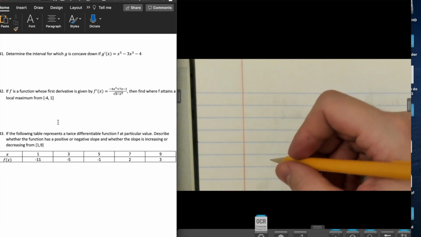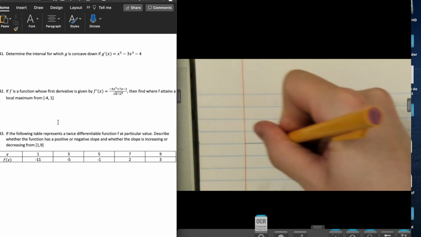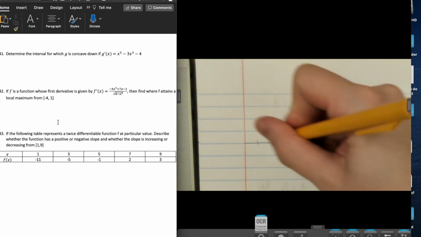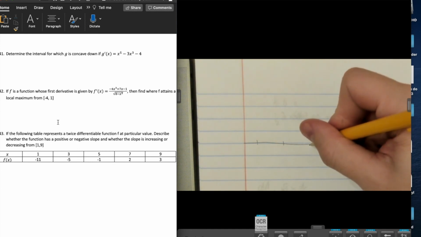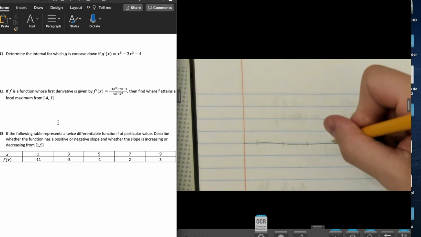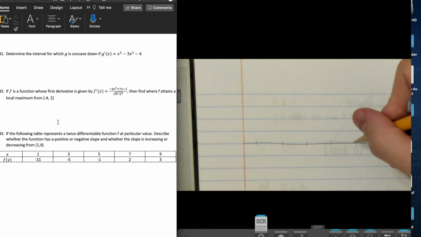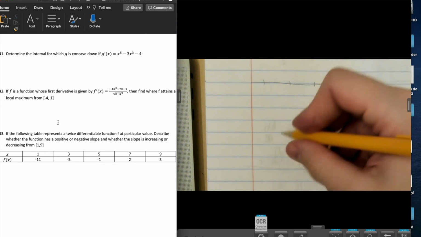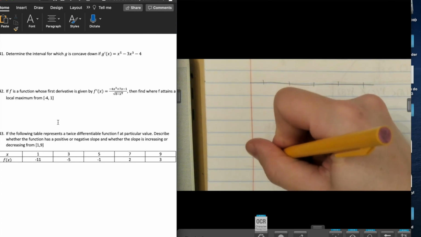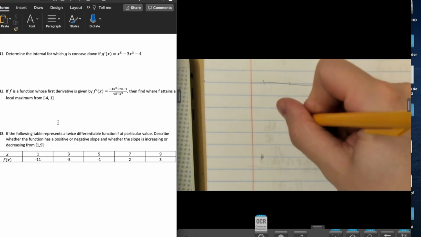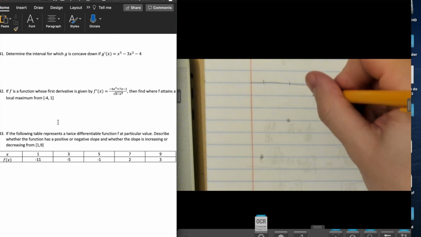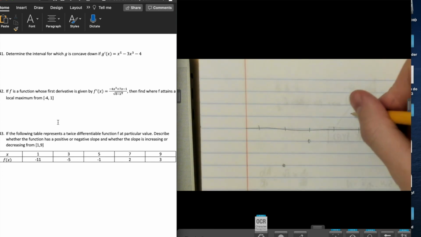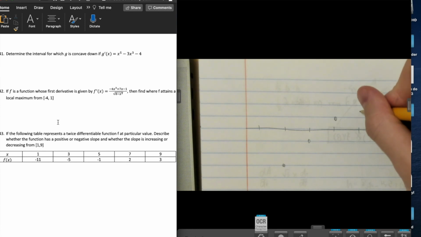We can notice that our x values are changing constantly. There's always a unit of 2 in between them. So we have 1, 3, 5, 7, 9. They're evenly spaced apart. And we start at, let's see here, we'll just put -11 somewhere down here. Then it goes to -5. Then it goes to -1. Then it goes to +2. And then it goes to 3.